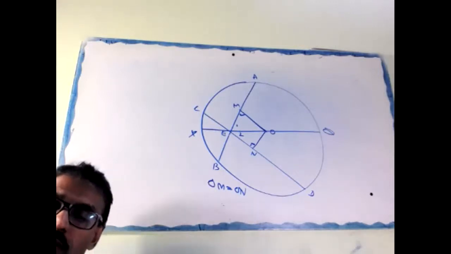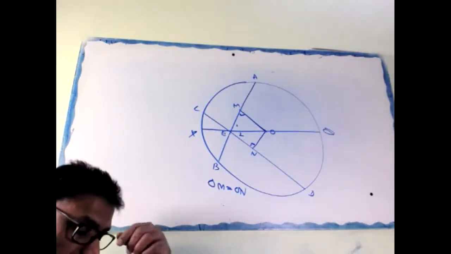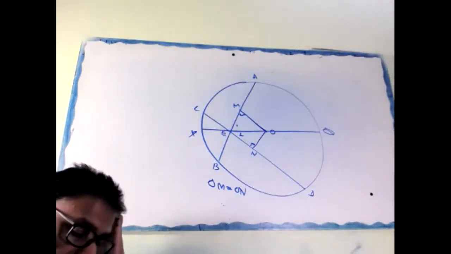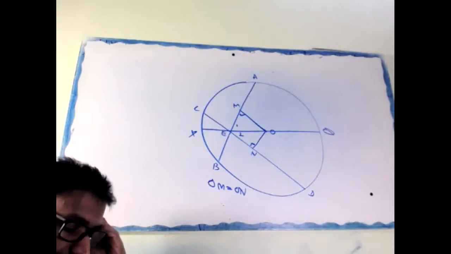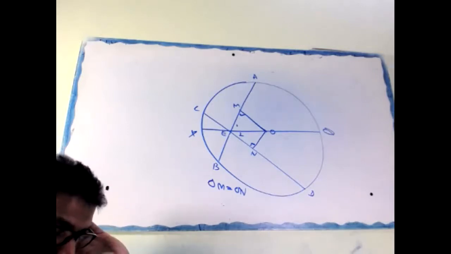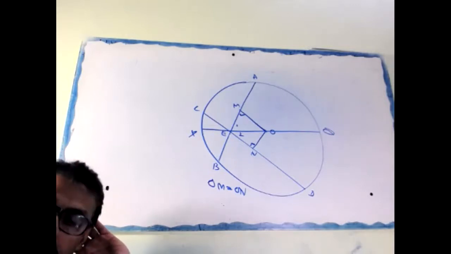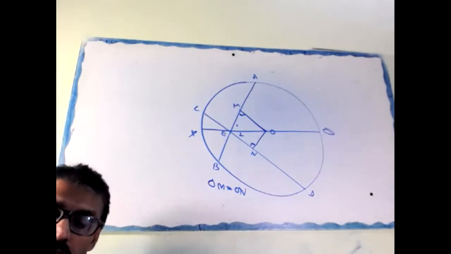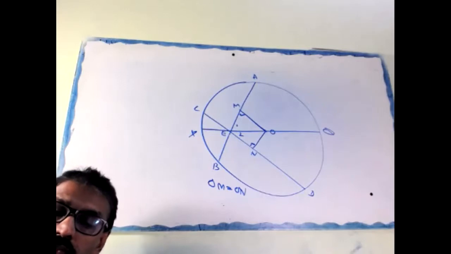Hello, anyone have a doubt? If two equal chords of a circle intersect within the circle, prove that the segments of one chord are equal to the corresponding segments of the other. Anyone want to explain this one? Tell me. Anyone? Come on.